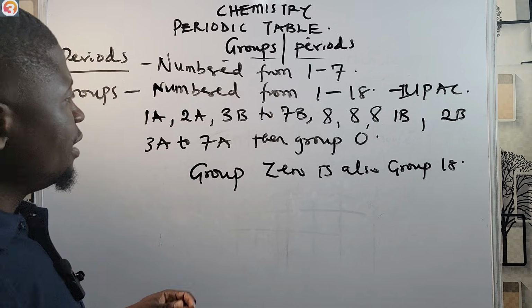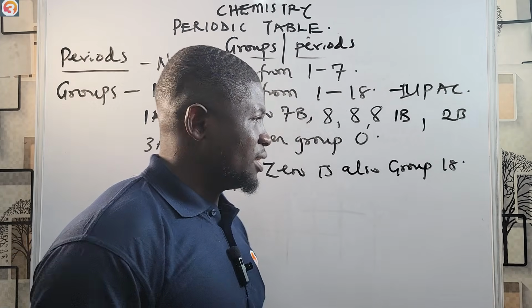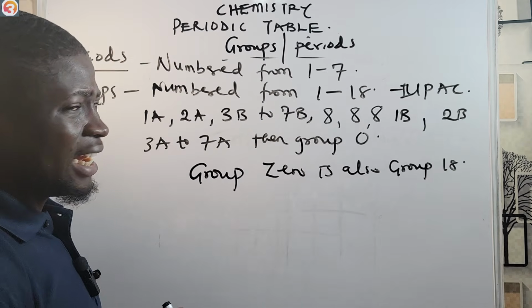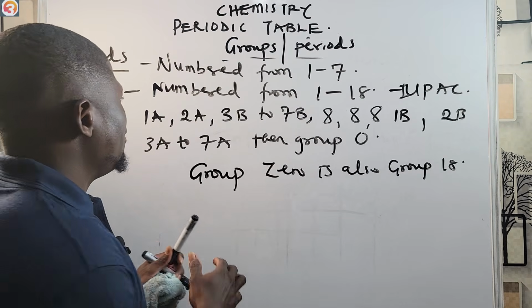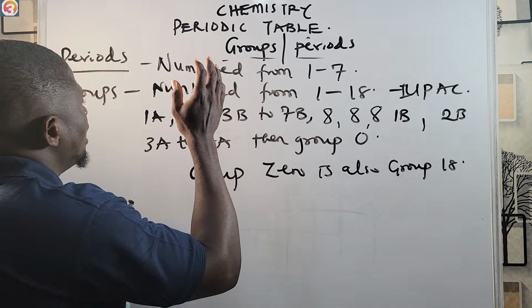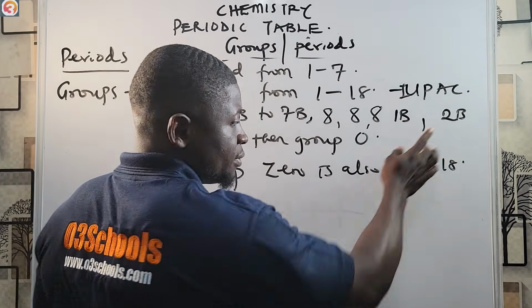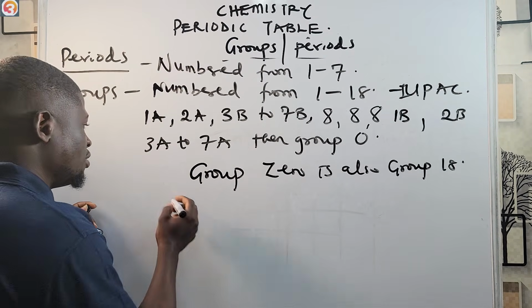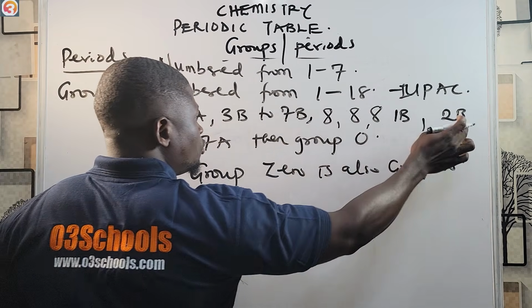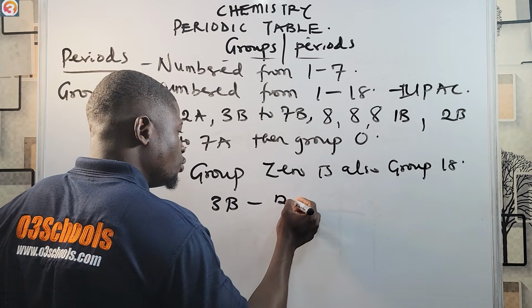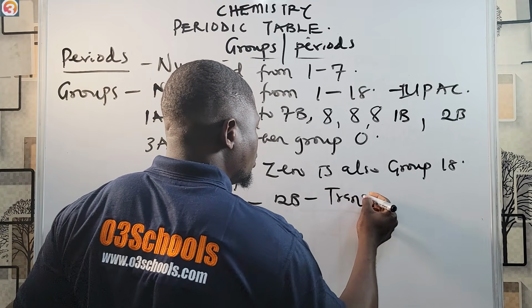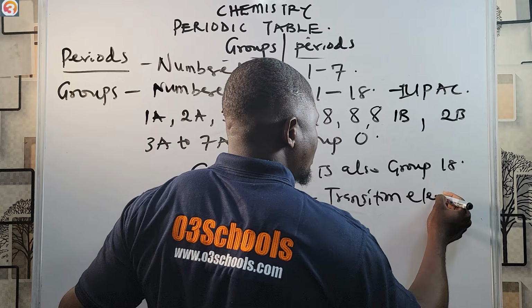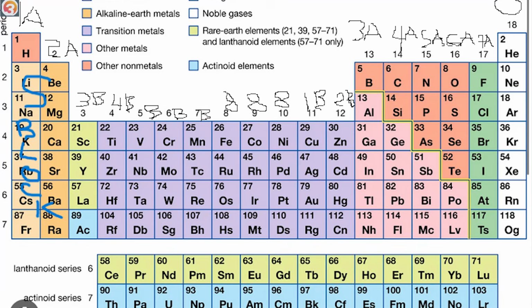The first of them that I'm going to look at is the D block elements. The D block elements are from 3B to 2B. They are called the transition elements. Elements from 3B to 2B are called the transition elements.